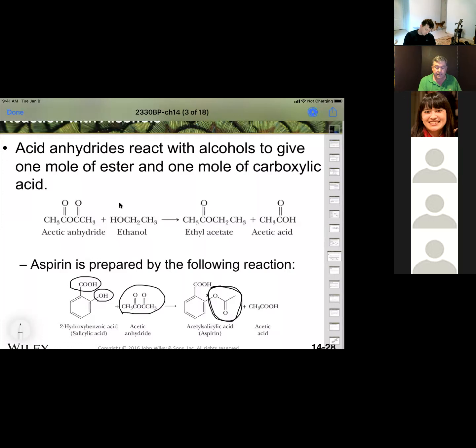So salicylic acid actually is kind of hard on your stomach. And they figured out by taking away that hydroxide, by making the acetyl group there, it's actually easier on your stomach and easier for you to ingest into your body. Questions on making esters from anhydrides?